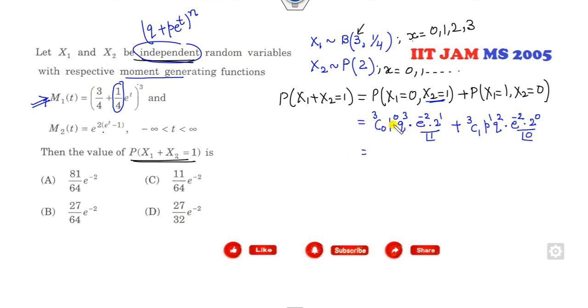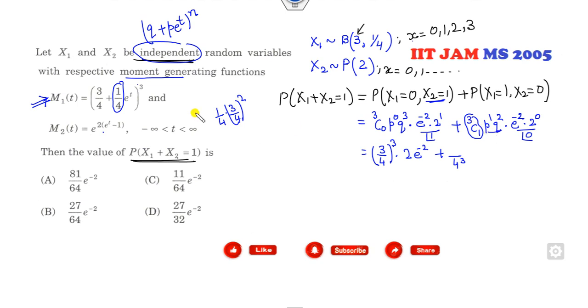So 3C0 is 1, p, what is q? It is 3 by 4. So 3 over 4 to the power cube, this is 2 into e raised to power minus 2, q square p into q square. So 1 over 4, 3 over 4 into square. So I can see again 4 raised to power cube is common.